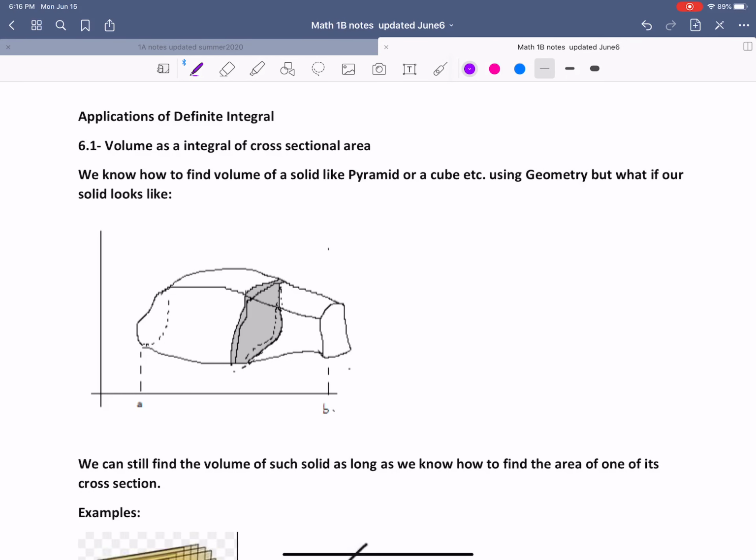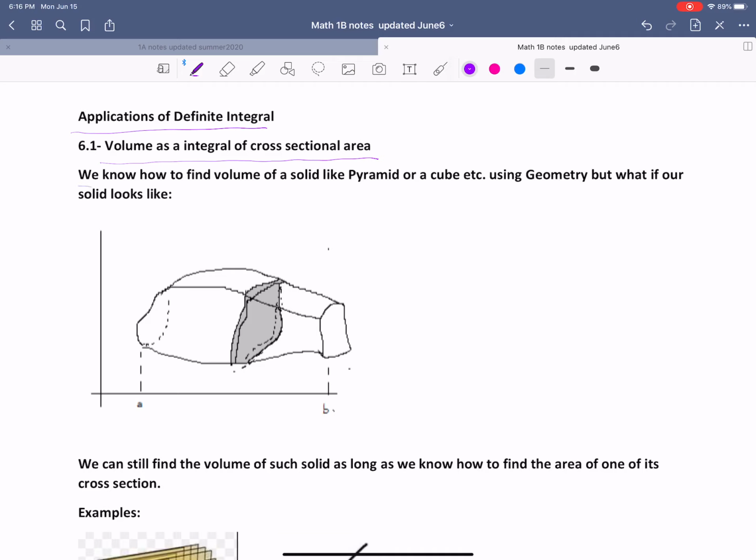This video is applications of definite integral. We will be looking at volume as an integral of cross-sectional area, or volumes of solids whose cross-section is a known shape. Semicircle, square, rectangle, parabola, all those.